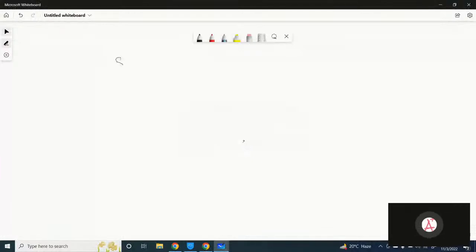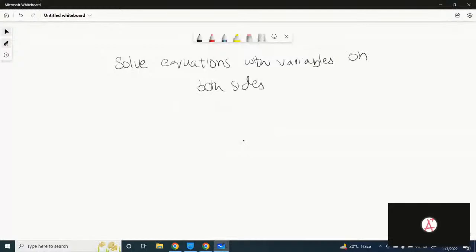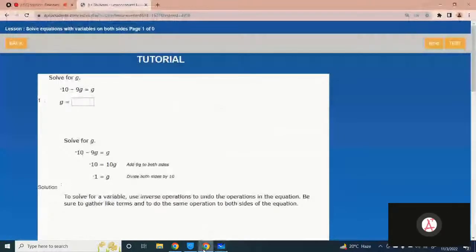Okay, solve equations with variables on both sides. Okay, let's start with examples. Okay, the first example is negative 10, negative 9g equals g.